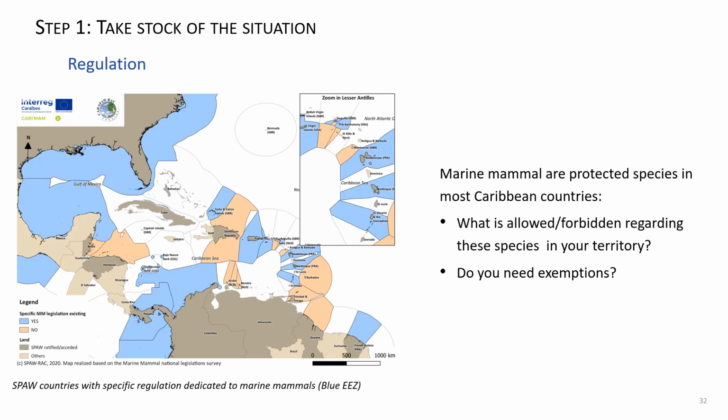Regulation issues must also be looked at. Indeed, marine mammals are protected species in most Caribbean countries. As you can see in the map, about half of the SPAW countries, represented with blue EEZs, have a specific regulation for marine mammals. So you need to know what is allowed and forbidden regarding marine mammals in your territory, and what you need exemption for: manipulation, transport, collection, and storage of samples.